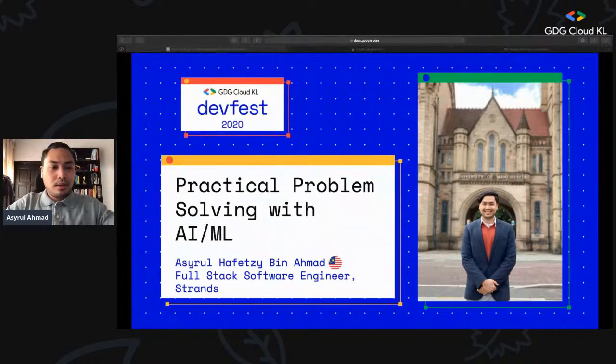Currently, I'm working as a full stack software engineer at Strands. It's a fintech company based in Barcelona, and they specialize in AI-driven solutions to help banks all over the world manage finances. And today I'll be talking about practical problem solving with AI and machine learning.